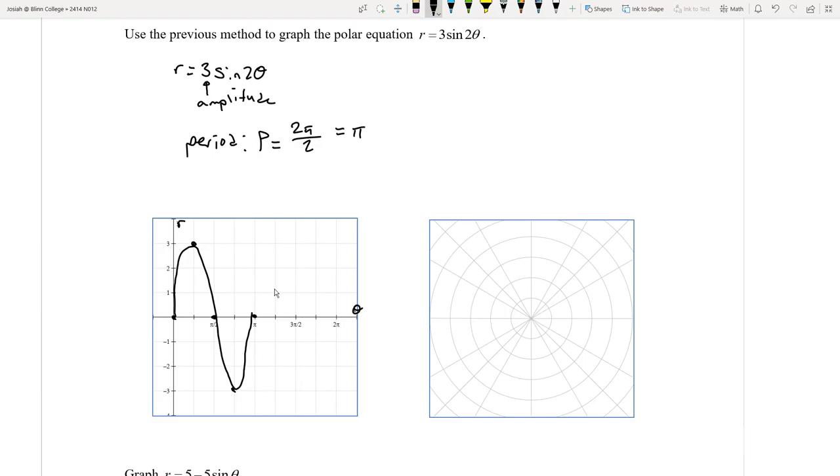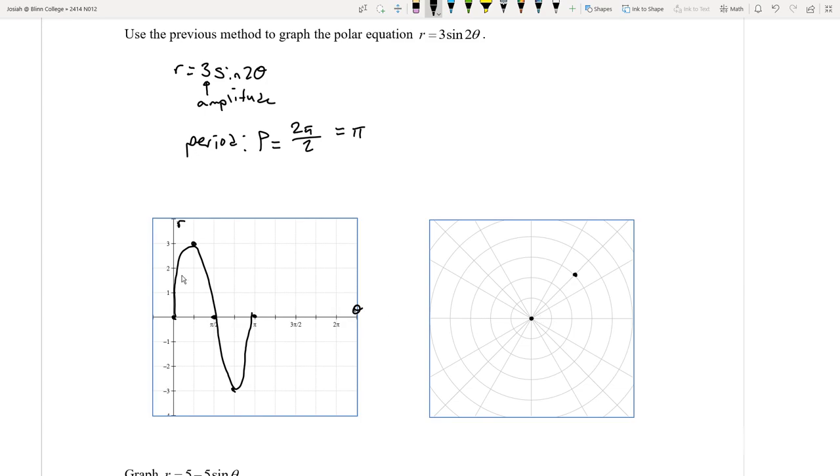All right, so let's just start here and see what happens. So first off, we start out with r equals 0 when theta is equal to 0. There we go. So the pole. We go up to the point at, it looks like pi fourths, we go to 3. So pi fourths, 3 is a point. And then we go back to 0.